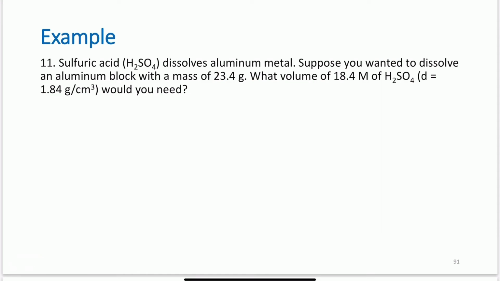Sulfuric acid dissolves aluminum metal. Suppose you wanted to dissolve an aluminum block with a mass of 23.4 grams. What volume of 18.4 molar H2SO4 would you need? Well, you've got aluminum metal, which is going to be a solid, reacting with sulfuric acid, H2SO4, which is aqueous. This is a single displacement reaction.